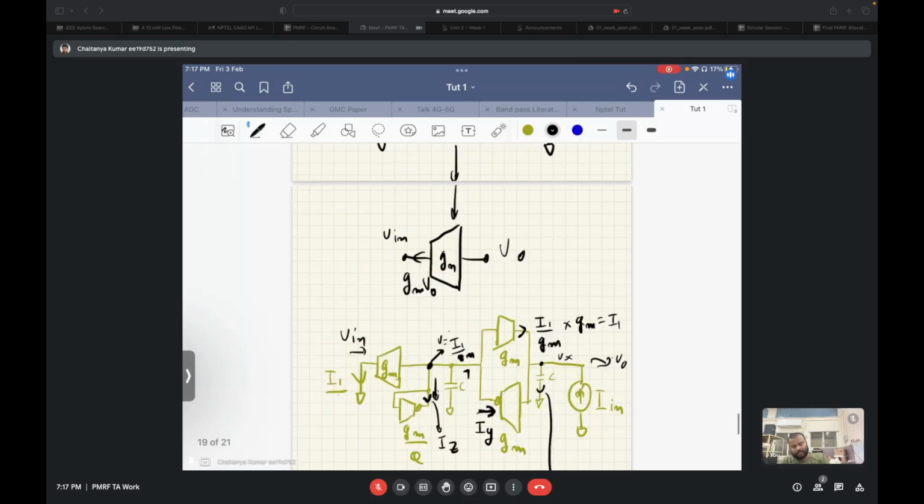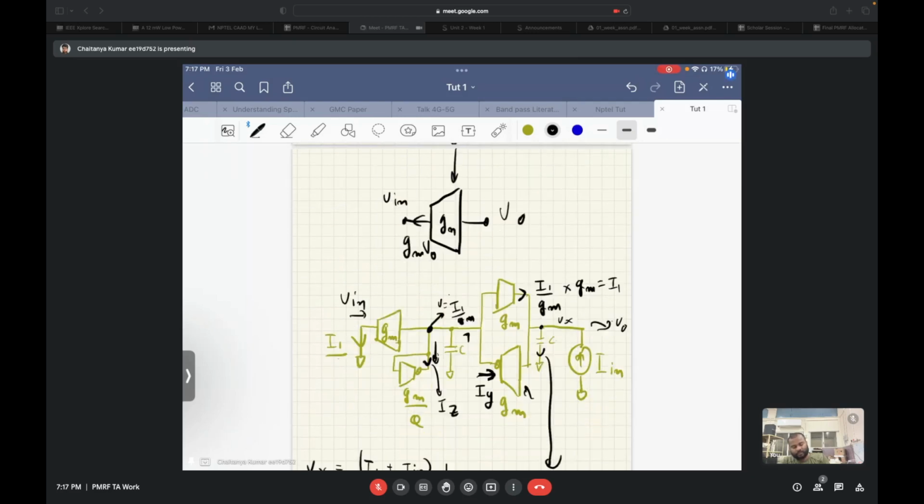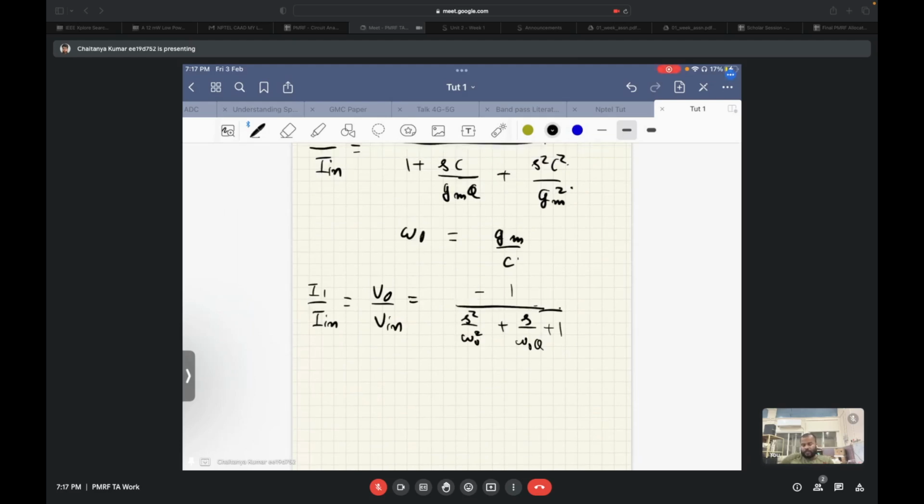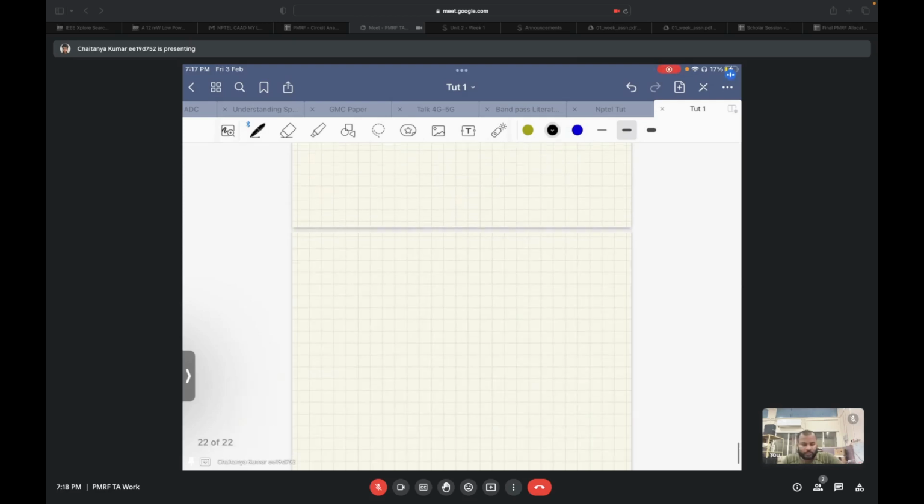If we interchange this GM and this GM, as this GM with a bubble and this GM without a bubble, we will get a positive sign at the output. However, here we have a negative sign at the output. But anyways, if we just look at the transfer function, we again have a low pass transfer function from input to output, a second order low pass transfer function.